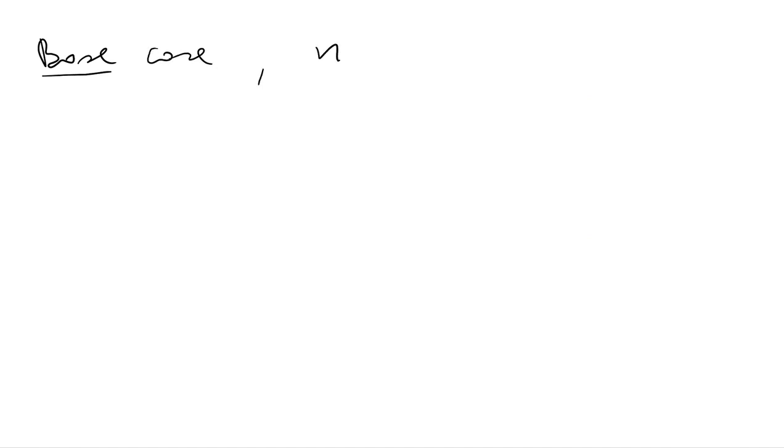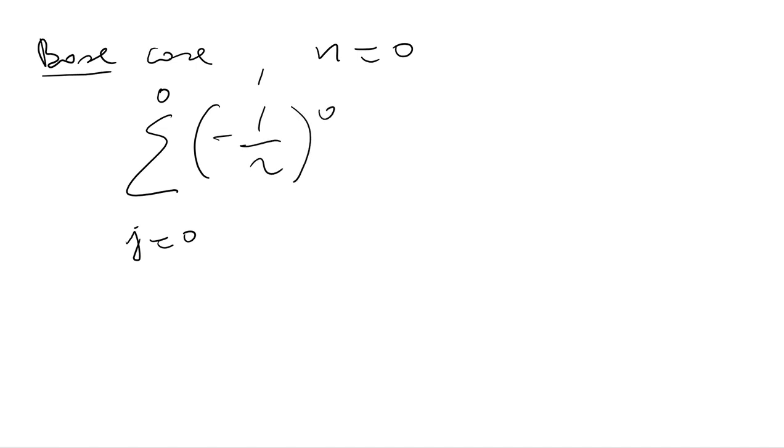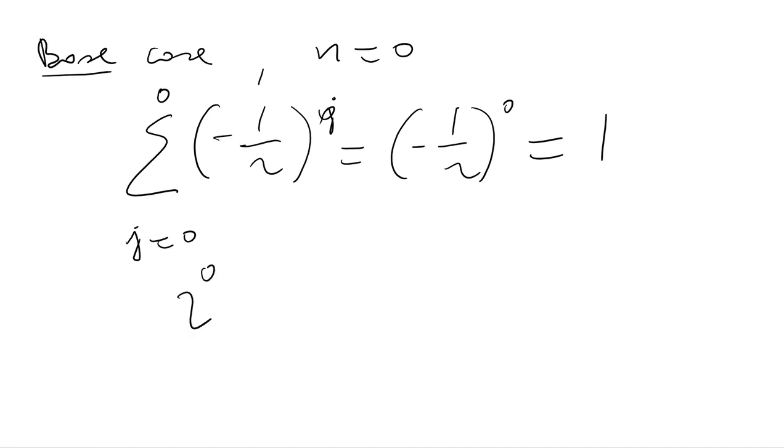For the base case, when n equal to 0, our summation from g equal to 0 up to 0 of negative 1 over 2 to the g. So this is equal to negative 1 over 2 to the 0, which is nothing else but 1, right? And the right side is 2 to the 0 plus 1 plus negative 1 to the 0 over 3 times 2 to the 0.